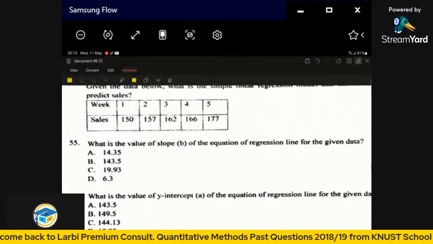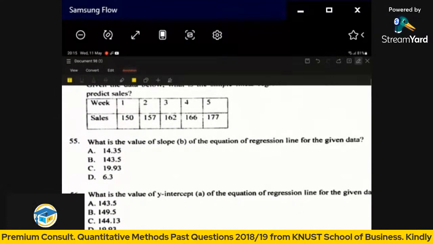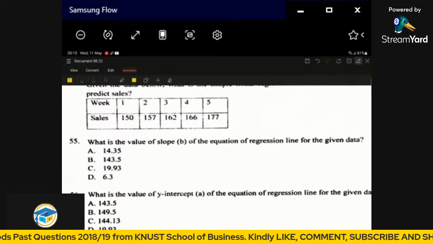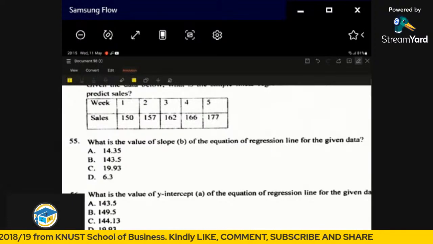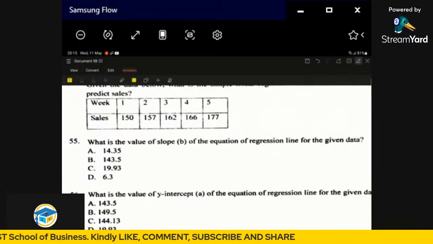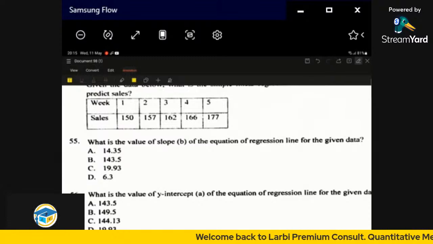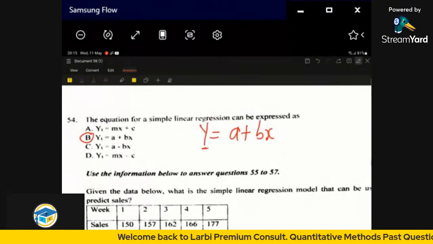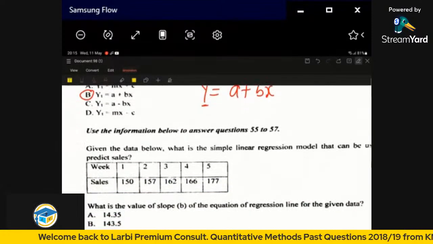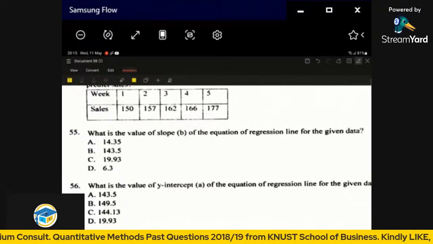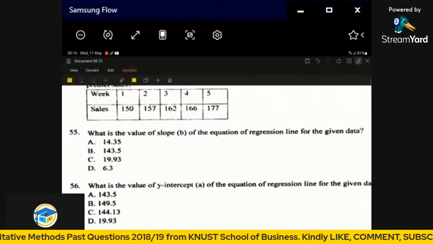So question 55 is saying that we have this data: week 1, week 2, week 3, week 4, and week 5. And we have the sales that are made for the various weeks. Question 55 asks: what is the value of the slope, that's b, of the equation of the regression line for the given data? As I said here, the b is always the slope, the a is the intercept of y, the y itself is the dependent variable, and the x is the independent variable. So let's be guided about that.